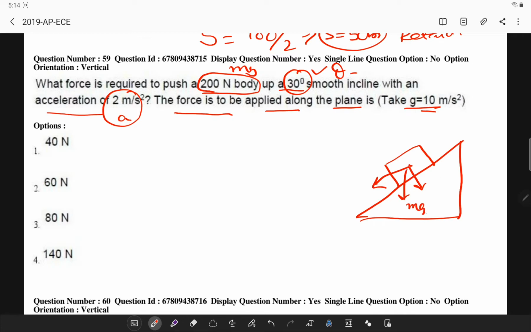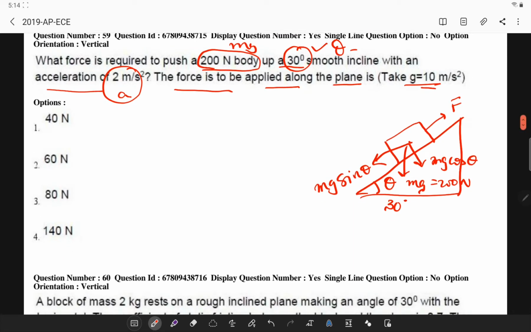So mg, which is 200 Newton, will be pulling down. So the two components are mg sin theta and mg cos theta, and the force being pulled here, and theta is given as 30 degrees. Now simply in this case, force is nothing but mass into acceleration, and the force component exactly opposite to this is minus mg sin theta.